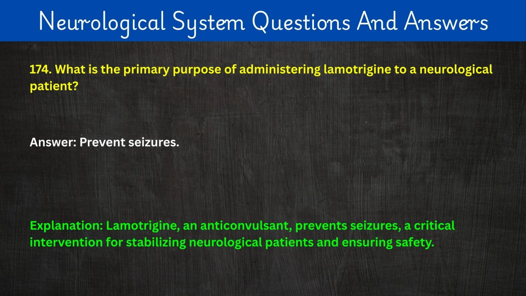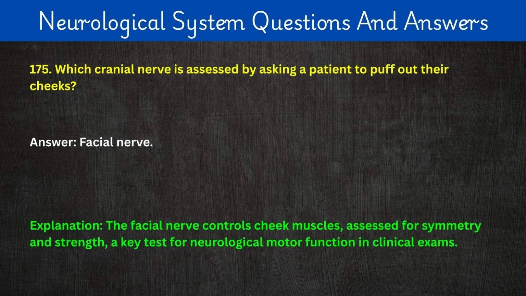174. What is the primary purpose of administering lamotrigine to a neurological patient? Answer: prevent seizures. Explanation: lamotrigine, an anticonvulsant, prevents seizures, a critical intervention for stabilizing neurological patients and ensuring safety.